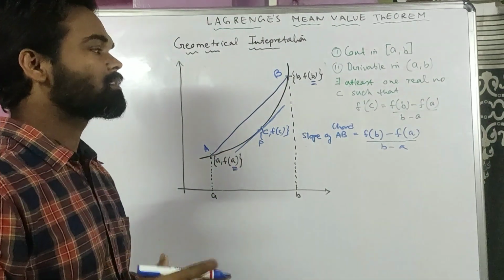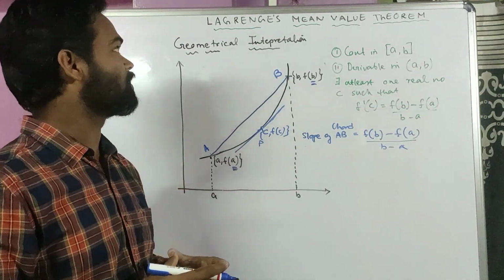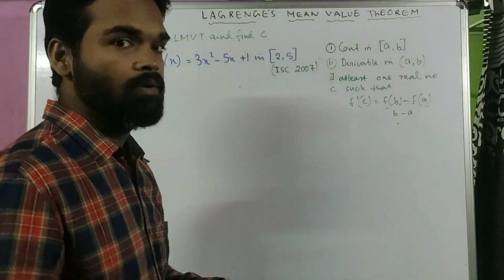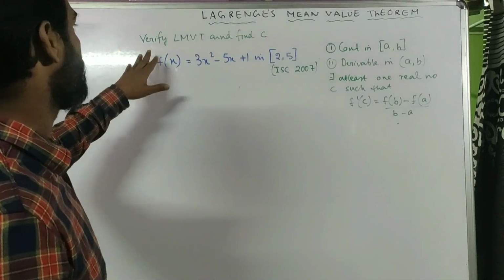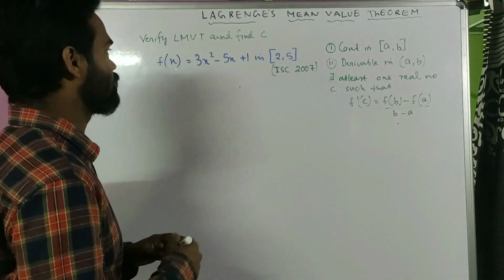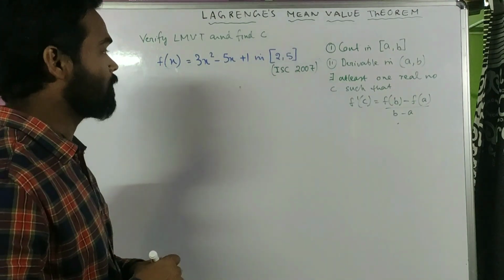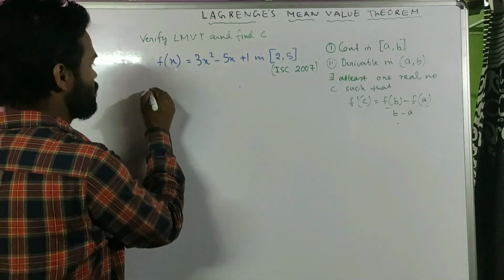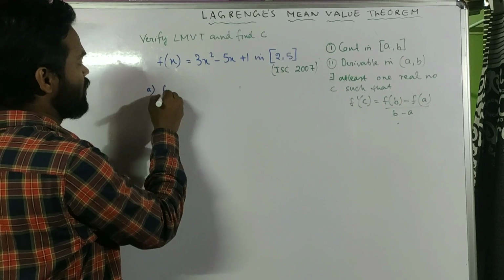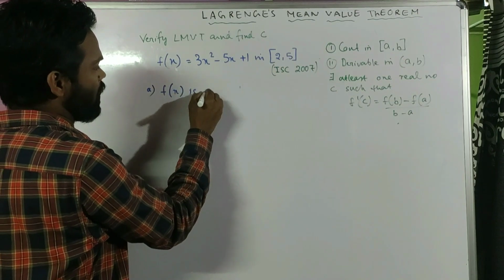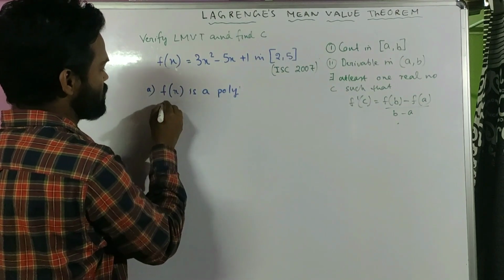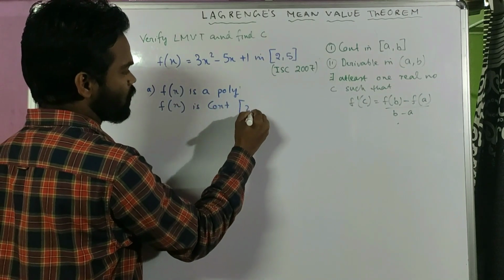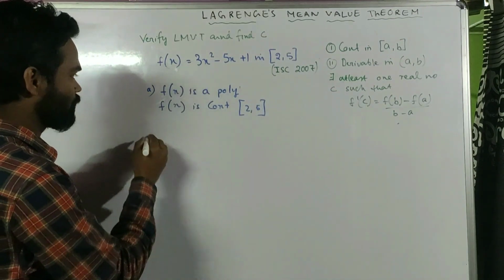Now we'll look at some sums from Lagrange's mean value theorem. Now look at this sum, verify Lagrange's mean value theorem and find the value of C. Fx is given as 3x square minus 5x plus 1 and in the closed interval 2, 5. First thing, Fx is a polynomial, which means Fx is continuous in closed interval 2, 5, no doubt in that.